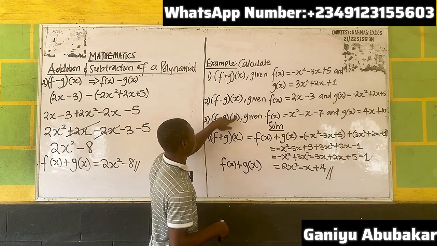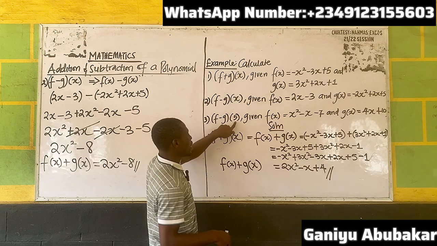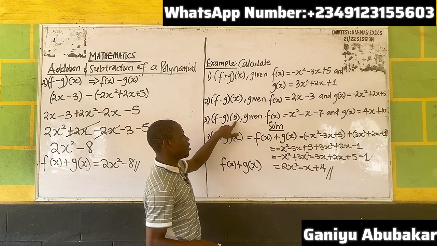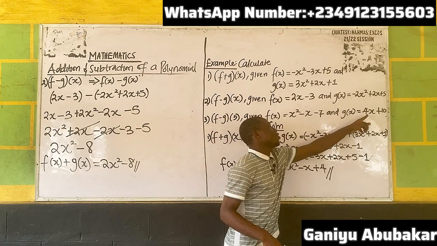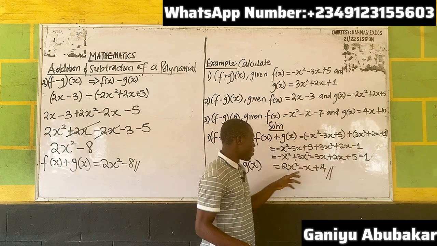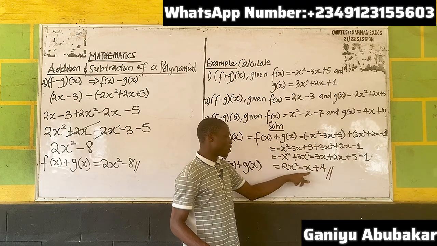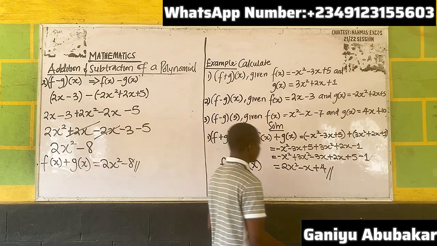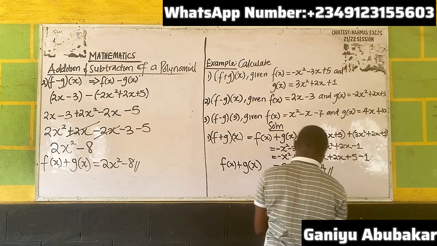Before, it was x that was placed here. Here, I'm having 5. It means that anywhere I see x, it is 5 here. So after solving this, in my final answer, anywhere I see x, I'll put 5 there. That's what this question 3 means. Let's do question 3.